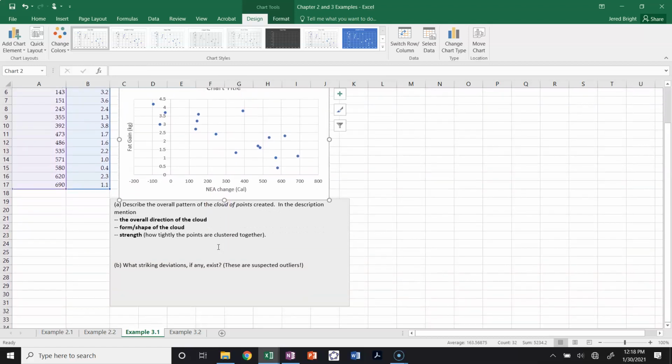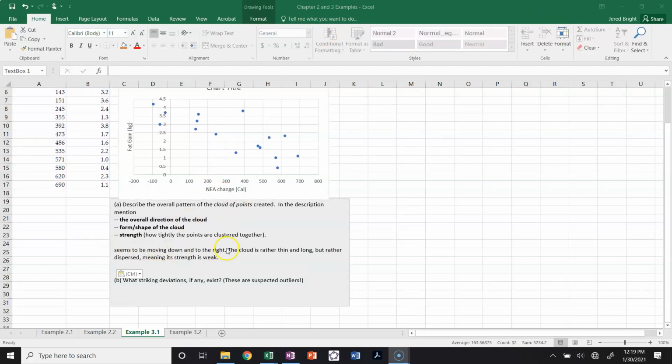The next thing I need to do is describe that overall pattern. This is a little bit more subjective. For overall direction, I might say it's moving down and to the right. For form and shape of the cloud, I might say it's looking rather thin and long. And then finally, what's its strength? At least in comparison to that first example with ice cream sales, this appears to be more spread out. So I would say it's more dispersed, meaning that the strength is actually weaker. I just noted that: down and to the right, thin and long, but rather dispersed, meaning the strength is weak.